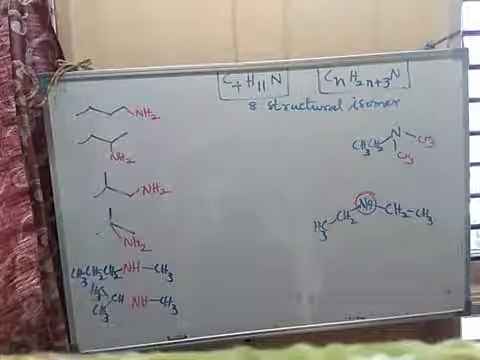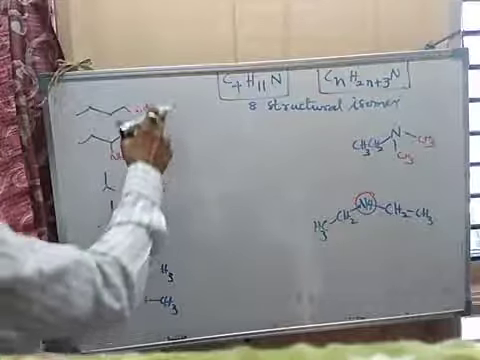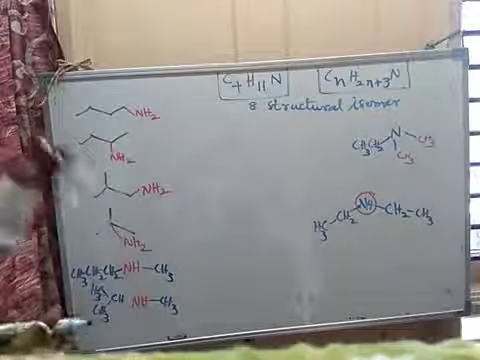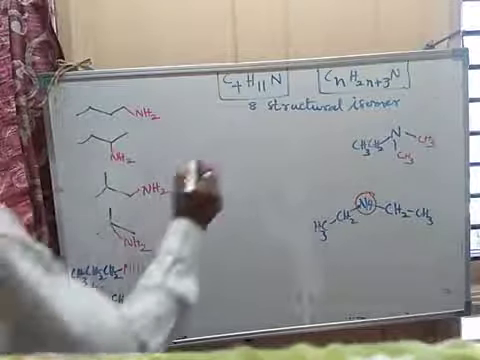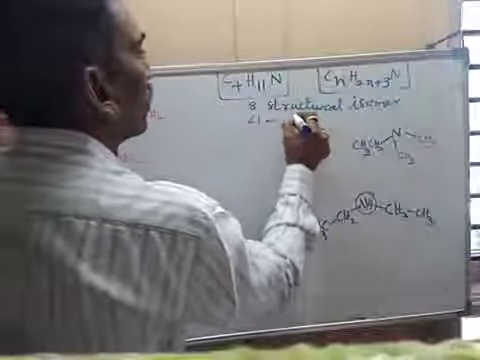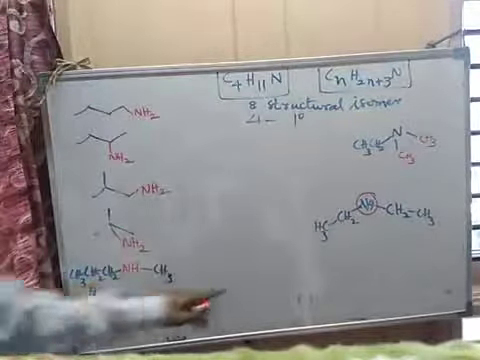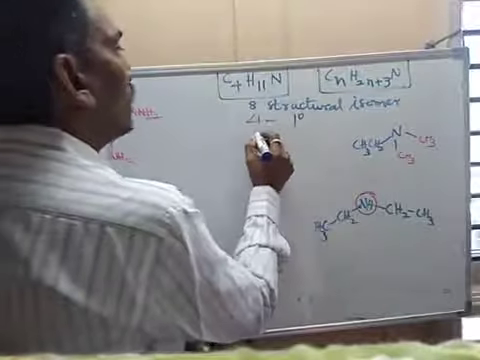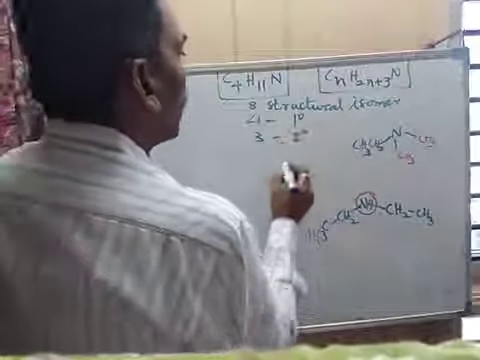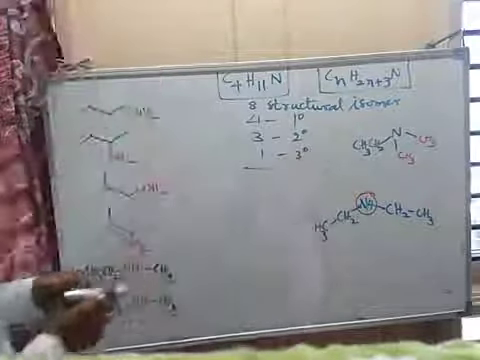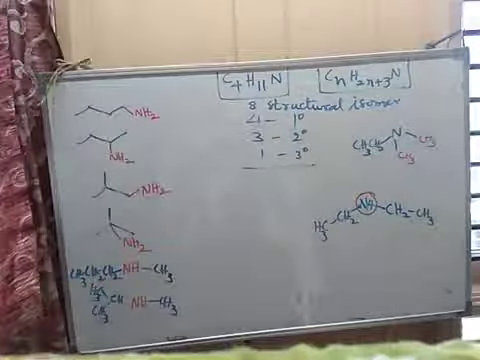Among these, how many primary amines? Wherever NH2 is present, a simple prediction, primary amines are 1, 2, 3, 4. 4 primary type. And how many secondary? NH is there, NH, NH, NH. 3 are there as 3 secondary amines. How many are tertiary? Tertiary is only 1, and the total number of isomers is 8.